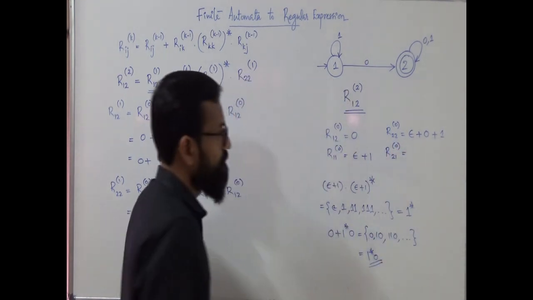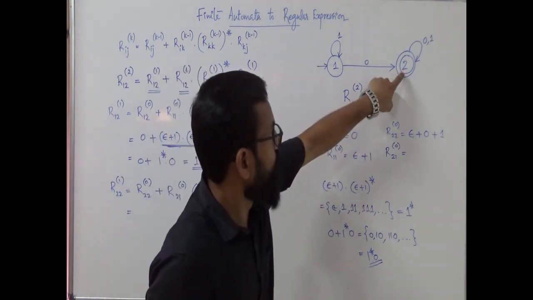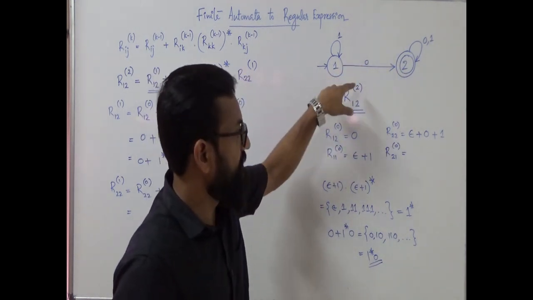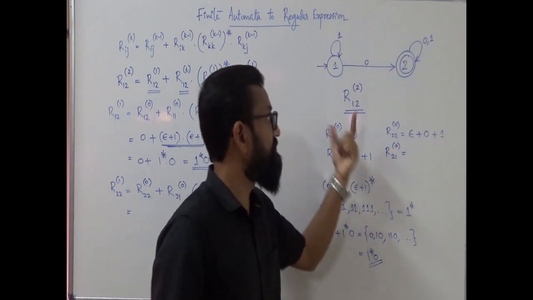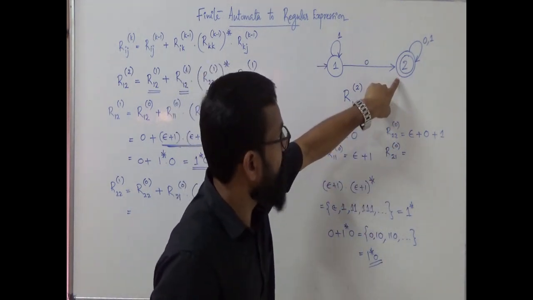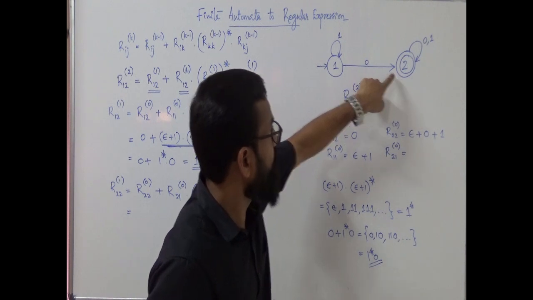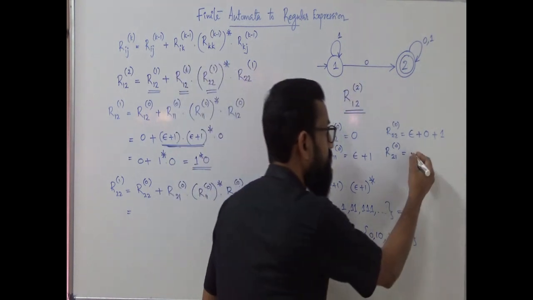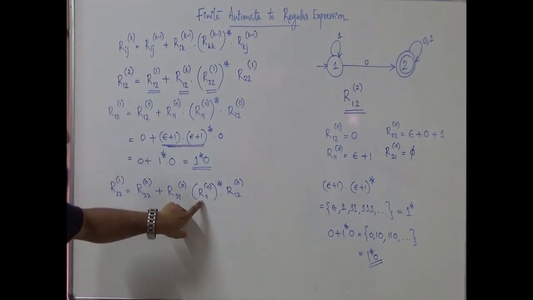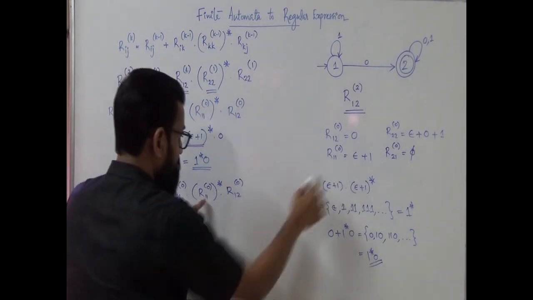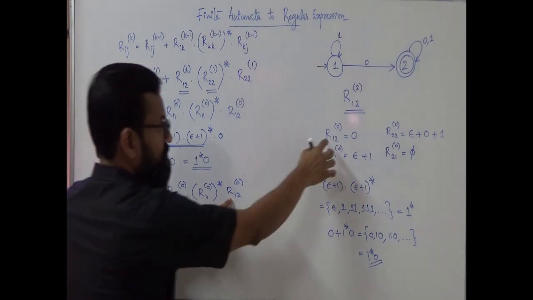So we have R22^0, then R21^0. From 2 to 1 without any intermediate state, what is the regular expression? Here you have no transition from 2 to 1. So this will be equal to the null set.